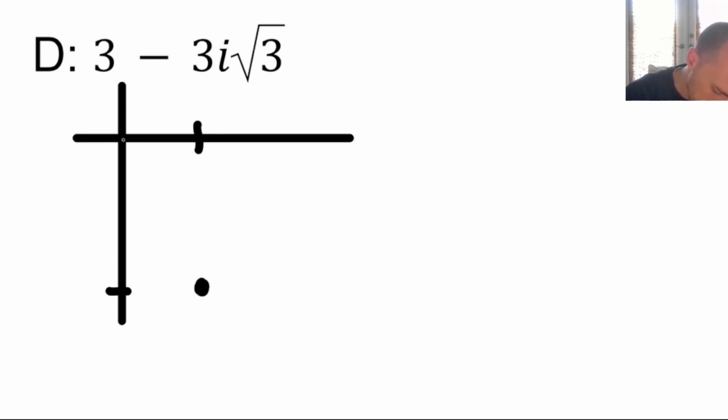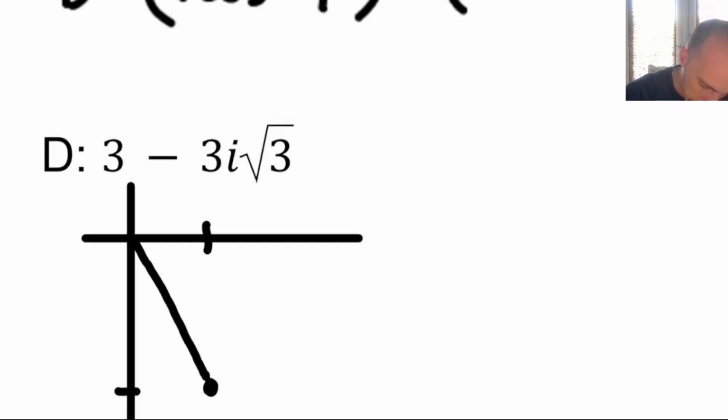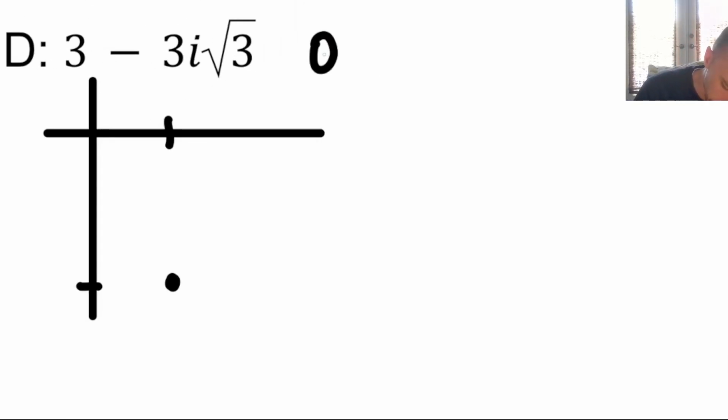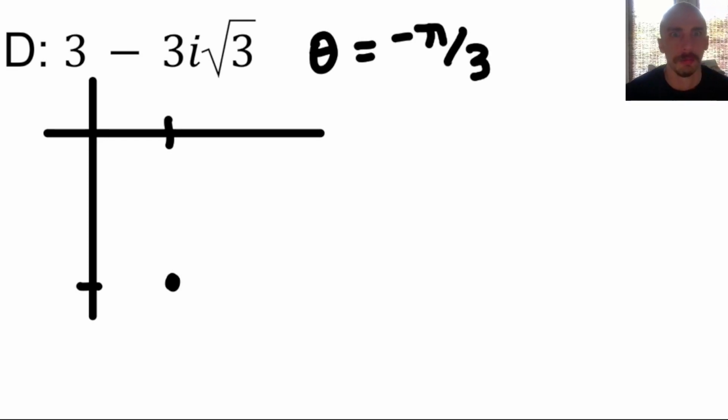Okay, I'm here at negative pi over 3. And I guess I hadn't been drawing that on the other ones. So I'm going to say, all right, theta is negative pi over 3. But if you want to call that 5 pi over 3, go ahead. It's the same thing, right?